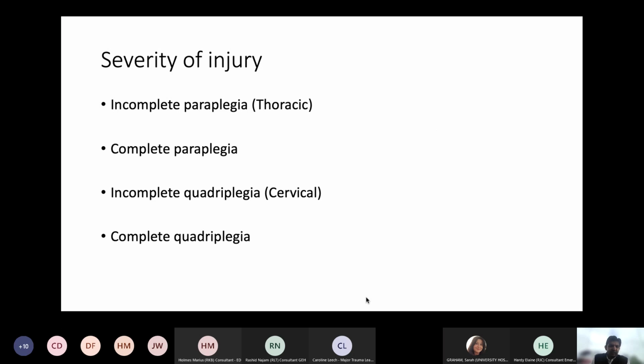So you can assess the severity of the injury based on some of their hard neurology. If they have incomplete paraplegia or complete paraplegia, then it's thoracic downwards.